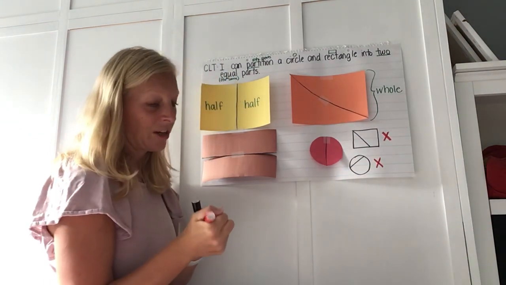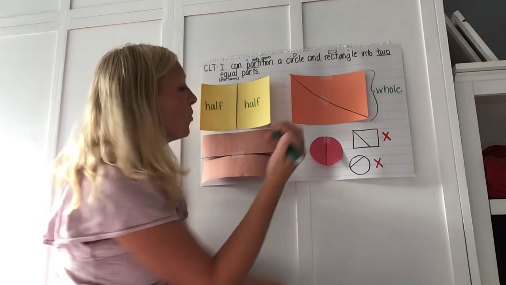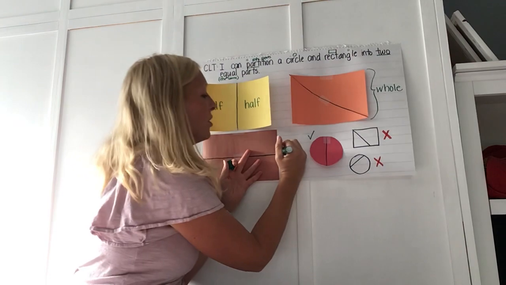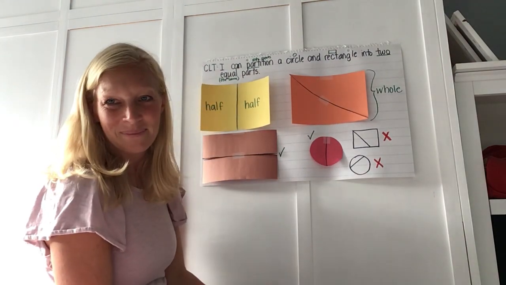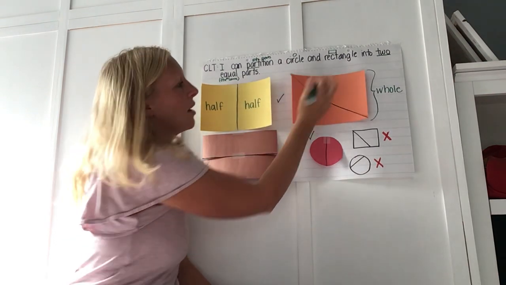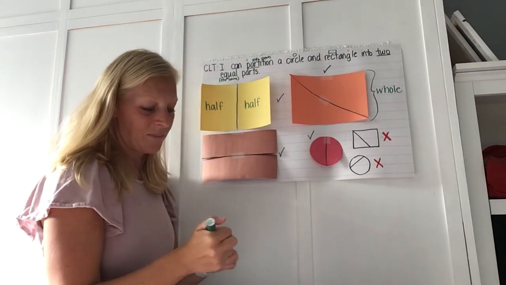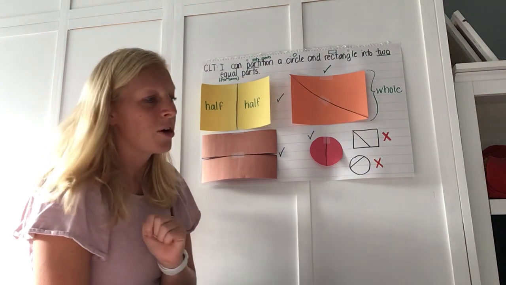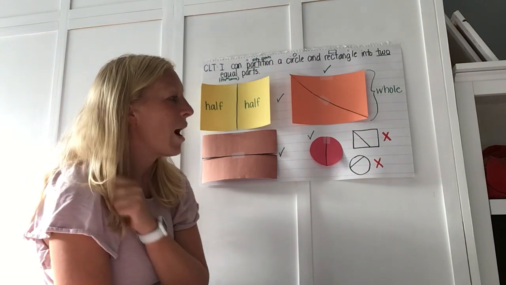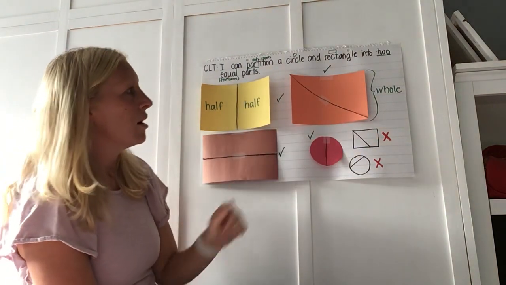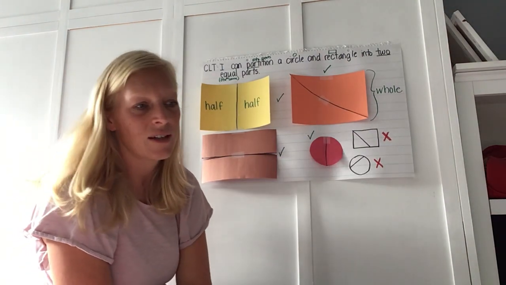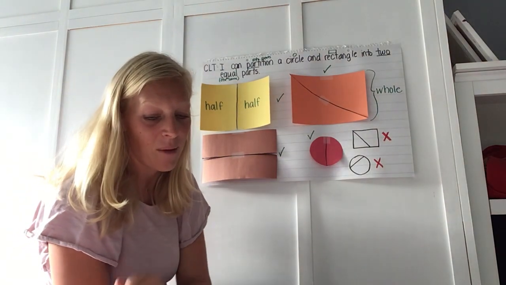Well, can we put a green check on? We can put a green check on this one. We can put a green check on that one. We can put a green check on this one. And this one. Tell your partner in about 2 seconds or so, or a grown-up, why are these divided equally into two parts and these not? Just restating what we talked about.